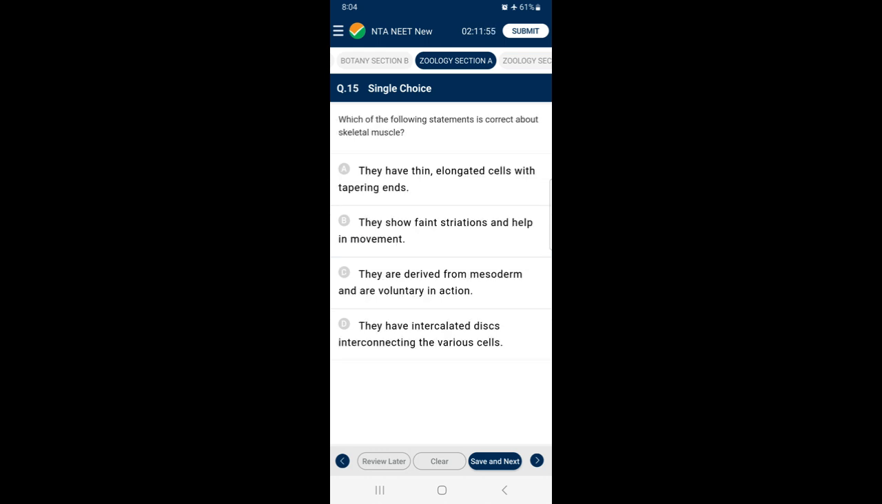Question number 15. Which of the following statements is correct about skeletal muscle? Skeletal muscles have thin elongated cells with blunt ends. They are derived from mesoderm and are under voluntary control. Faint striations and intercalated discs are seen in cardiac muscles. Thin elongated cells with tapering ends are seen in smooth muscles. So the answer is option C. They are derived from mesoderm and are voluntary in action. That is correct about skeletal muscle.